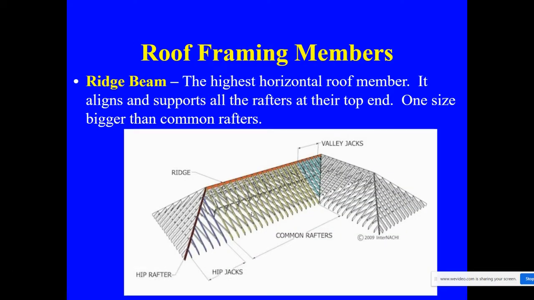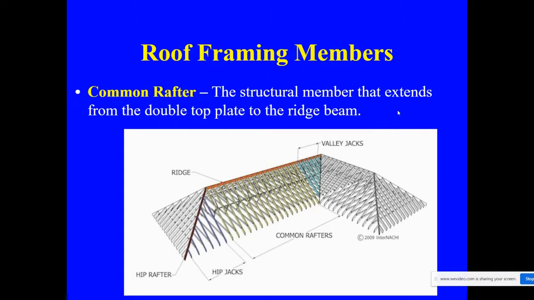So the way that house would look underneath of it, again, just kind of reiterating the ridge beam. So these are the roof framing members. This part here and this part here would be called the ridge beam, the highest horizontal roofing member. It aligns all the rafters at the top end, and as we said earlier, is one size bigger than the common rafters.